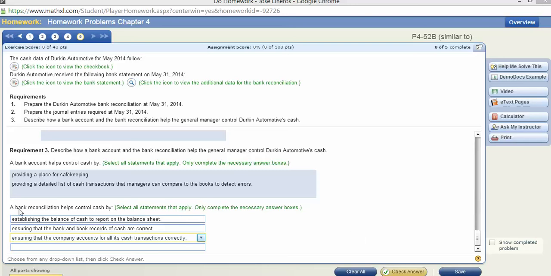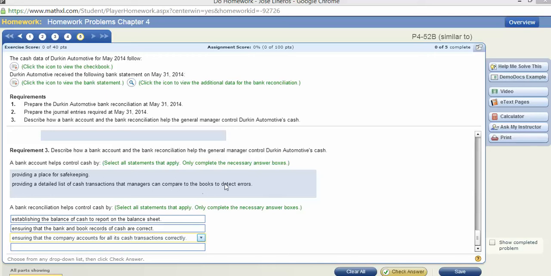Okay, let's talk about this last section here, what a bank reconciliation provides. Remember, we did a bank account, focusing on a bank account. A bank account does give you a safe place to put your cash, which is good. In addition to that, it provides a detailed list of all the cash transactions that managers, accountants, whatever, can use, this detailed list of everything that went through the bank account and compare it to the books to make sure the books are correct, or make sure that the bank doesn't need to make an adjustment.